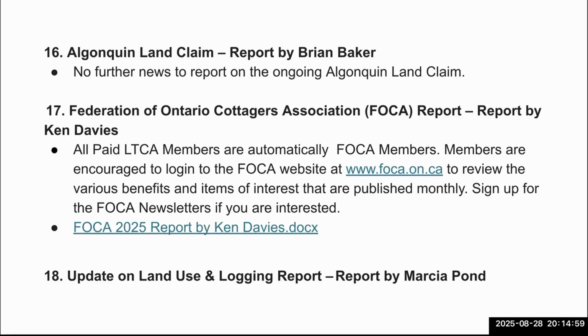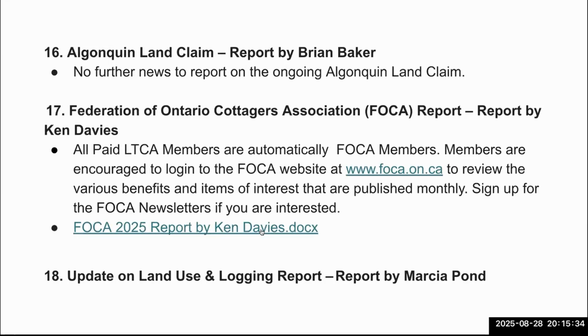Okay, number 17 is FOCA. That is, we are members of the Federation of Ontario Cottagers Association. Is a great group. They do a lot of lobbying, do a lot of research, outreach, and every paid member of LTCA automatically becomes a FOCA member, and you can log into their website. There's various benefits you can avail yourselves of. You can get some excellent newsletters. Some of it is not relevant to our situation, but some of it is.